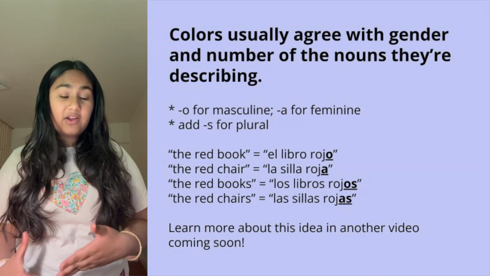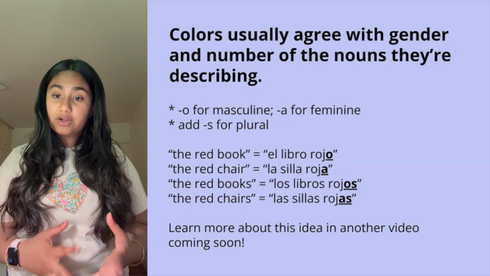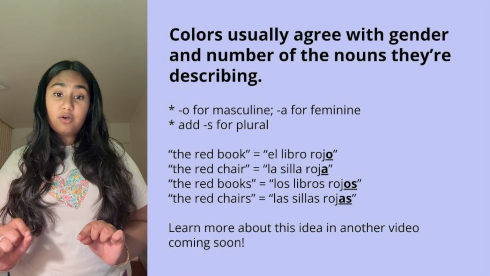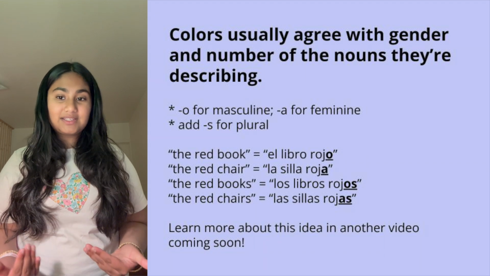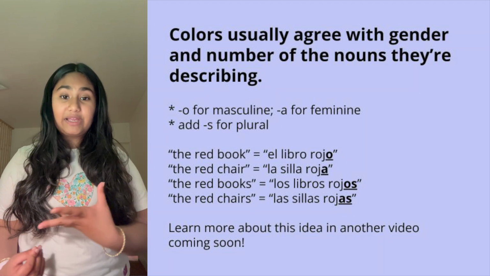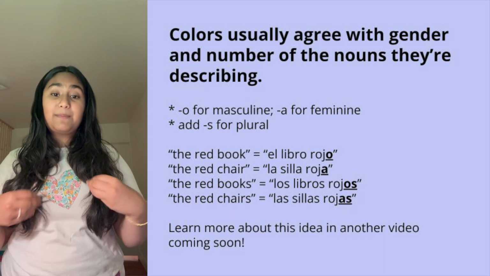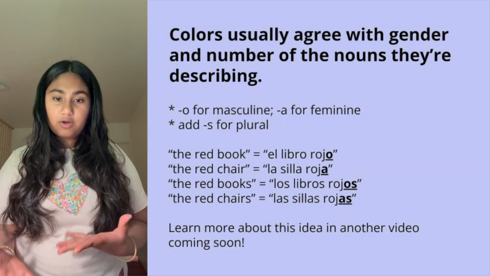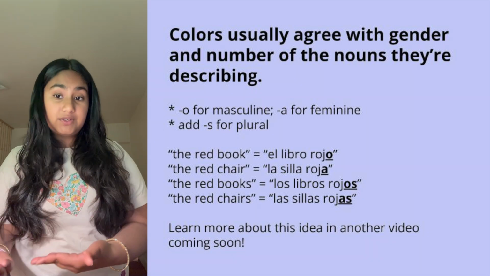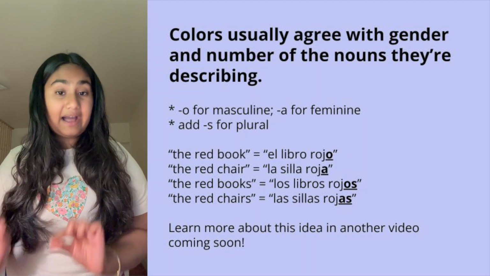Now for red chair, the word for chair in Spanish is silla, which is feminine, but still singular. So we're going to change the O at the end of rojo to an A to make it feminine, but still singular, so there's no S. So silla roja is red chair. Now, red books, plural. We know book is masculine in Spanish, but now that it's plural, we're going to add an S to the rojo, so now it's libros rojos. And same for red chairs, feminine plural, sillas rojas.